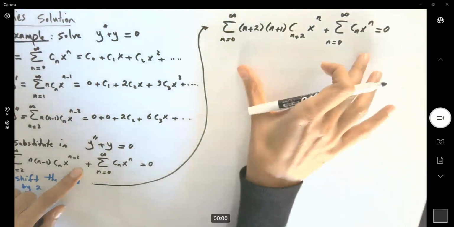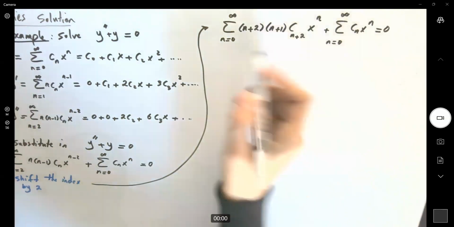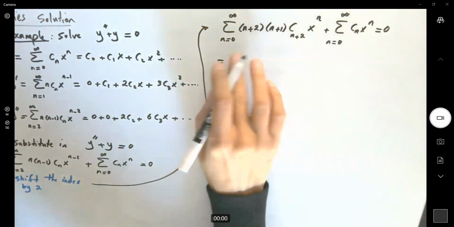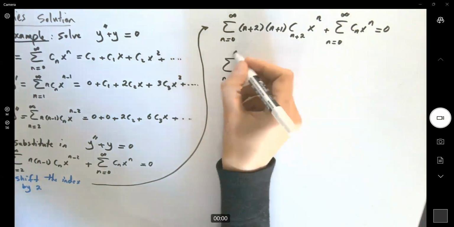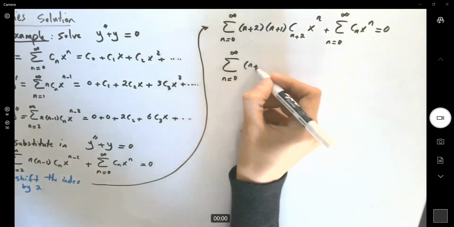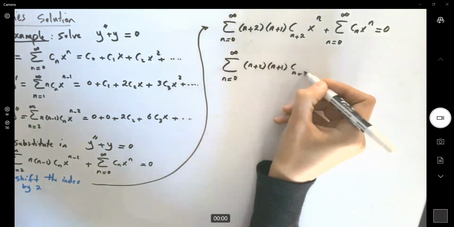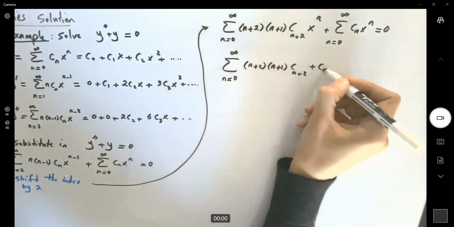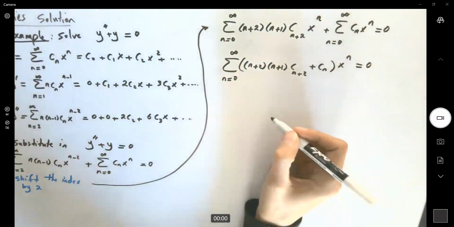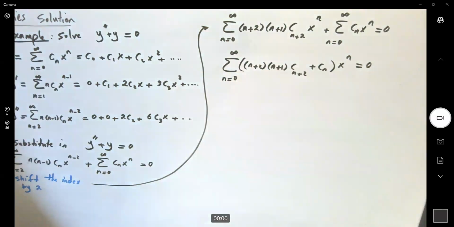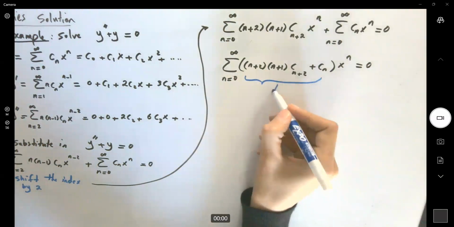Now you're allowed to add these two series. This becomes one series starting from 0 to infinity, and you have n plus 2 times n plus 1 times c sub n plus 2, plus c sub n, all times x to the power n, equal to 0. As you know, this series is equal to 0 if the coefficient is 0.